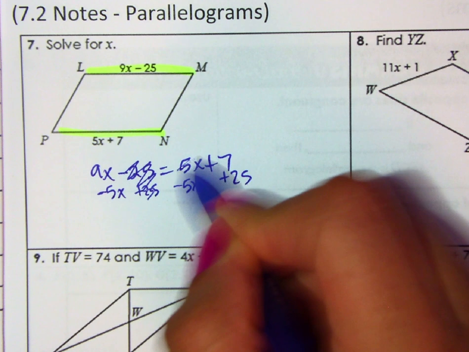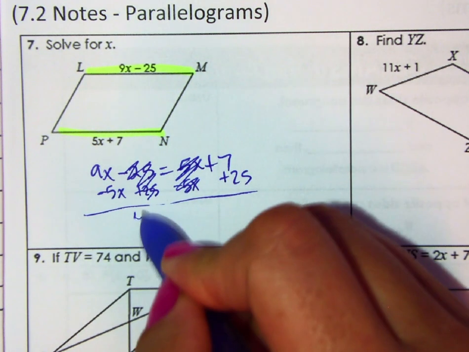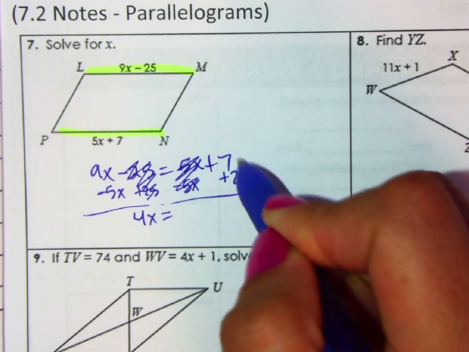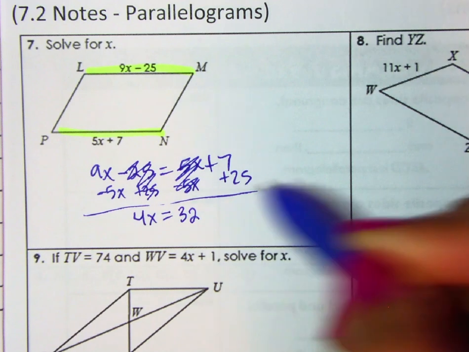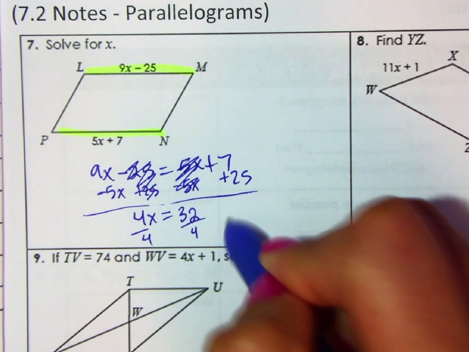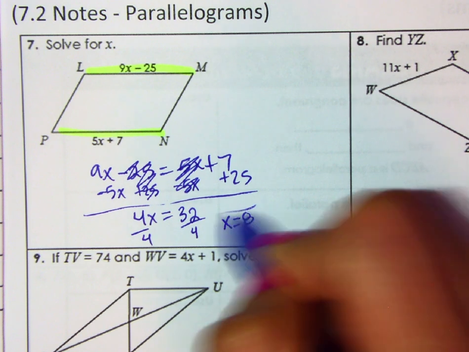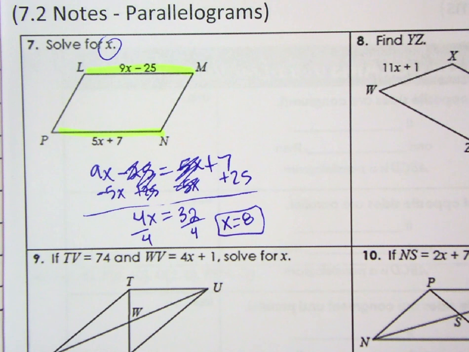constants canceled, x values canceled, and you're left with 9x minus 5x, which is 4x, and then 7 plus 25, that is 32. Then you have to divide by 4, and x equals 8. It's asking to solve for x, so you're done.